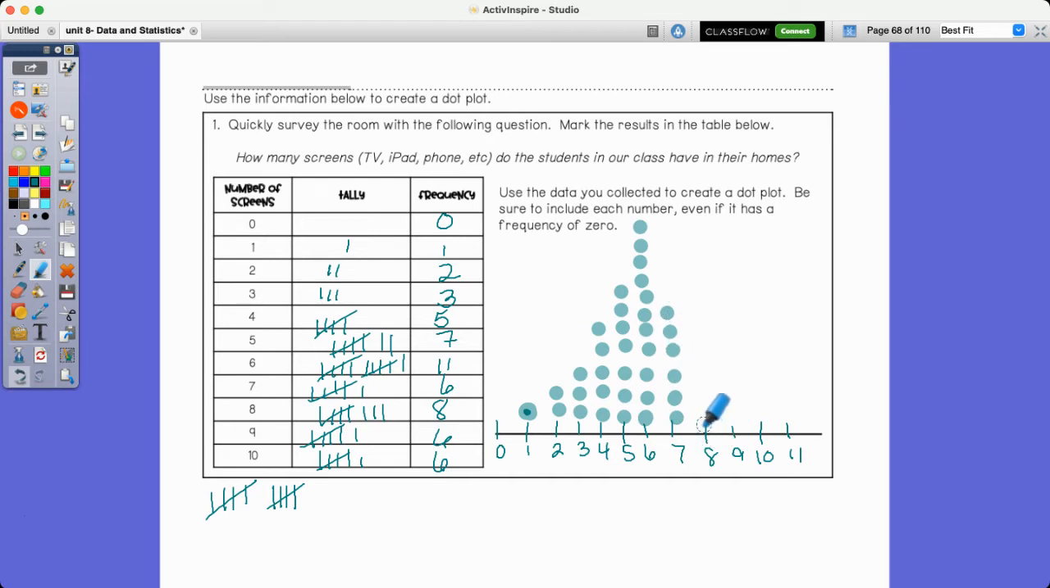Obviously, these are supposed to be even, but this is hand drawn. We're just going to go with it. 1, 2, 3, 4, 5, 6, 7, 8. 9 has 6. 1, 2, 3, 4, 5, 6. And 10 has 1, 2, 3, 4, 5, 6. Okay, so that is what our dot plot looks like. And then we can answer questions off of this. I can ask you, what is the mode? That's the most common question for a dot plot. And so the mode's the one we see the most. So our mode would be the tallest, or is 6.